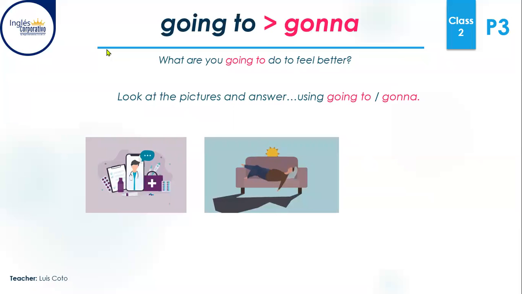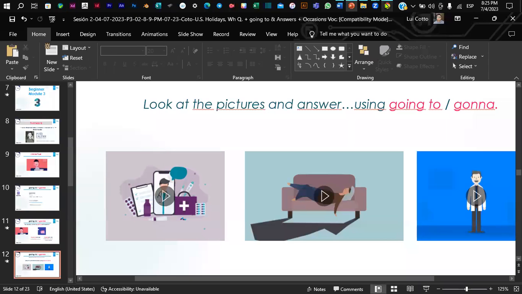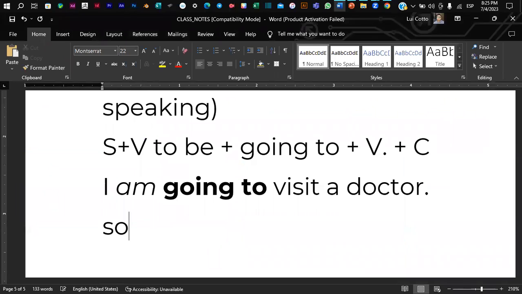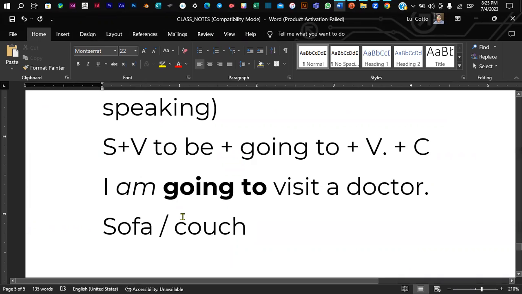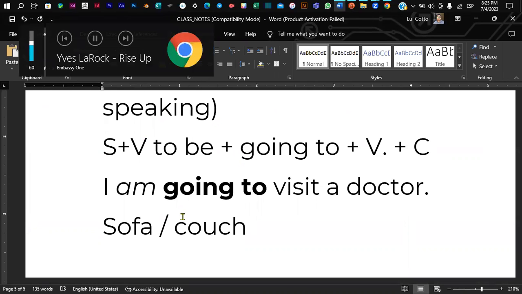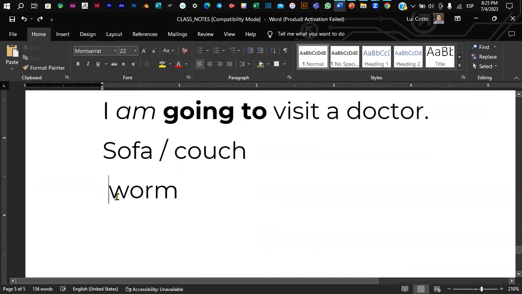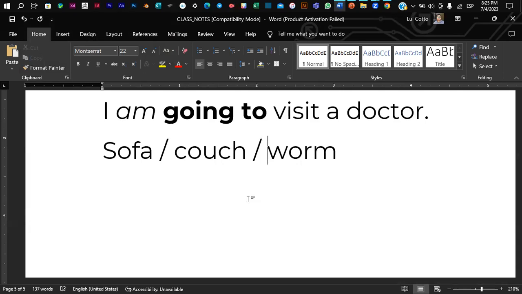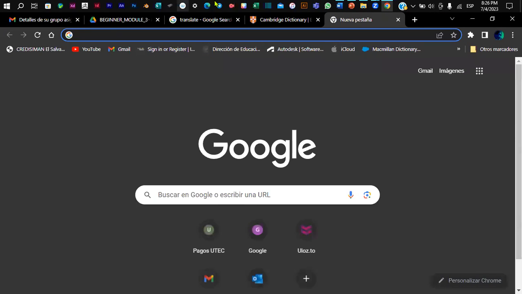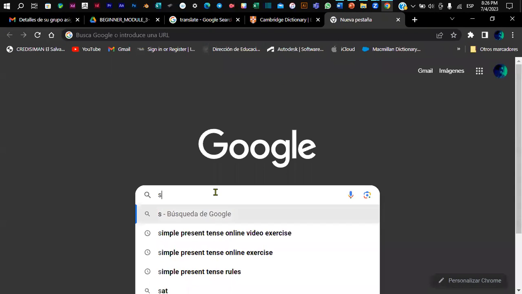Okay. Worms, no sé cómo se dice el sofá. Ah, the couch. Couch. Sofa, sofa or couch. Worm, yes. Es pequeño, ¿verdad? Es que también hay otro sillón pequeñito, worm. Like that? Pero es pequeño, ¿verdad? Sofa pequeño. Let's see. We can check if you have doubts.